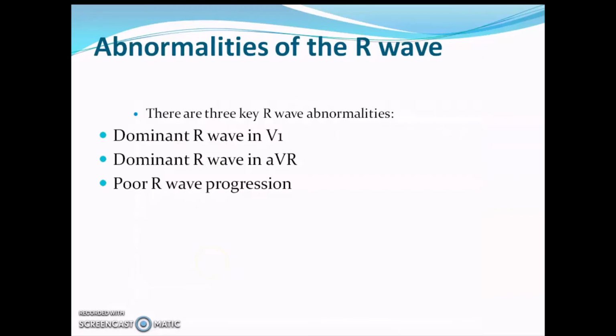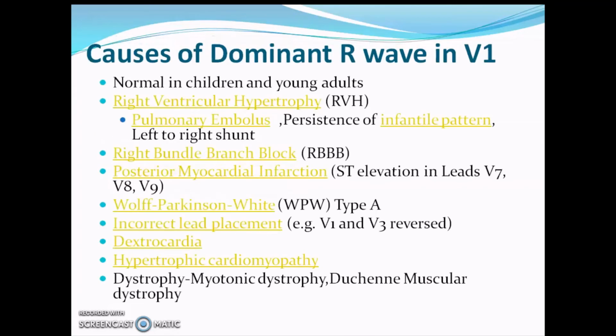So what are the abnormalities of the R waves? There are three key R wave abnormalities: dominant R wave in V1, dominant R wave in AVR, and poor R wave progression. So what are the causes of a dominant R wave in V1? A dominant R wave in V1 indicates RV dominance. In children and young infants, the RV is predominant compared to the LV. So you will get a predominant RV.